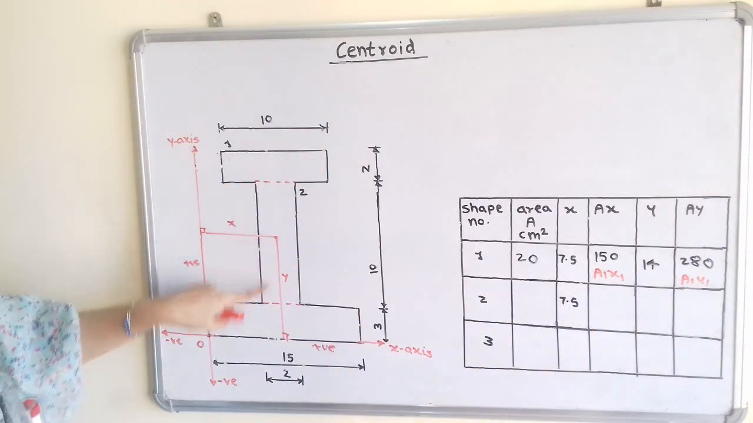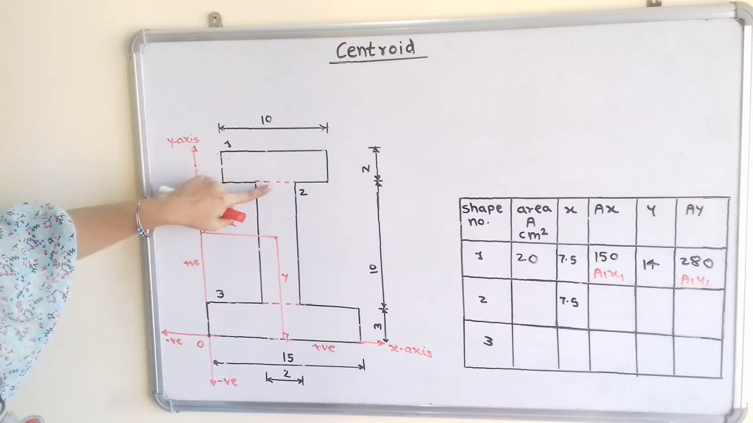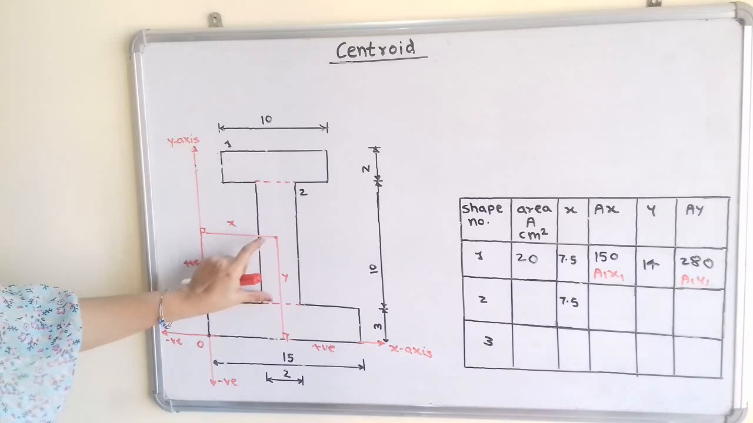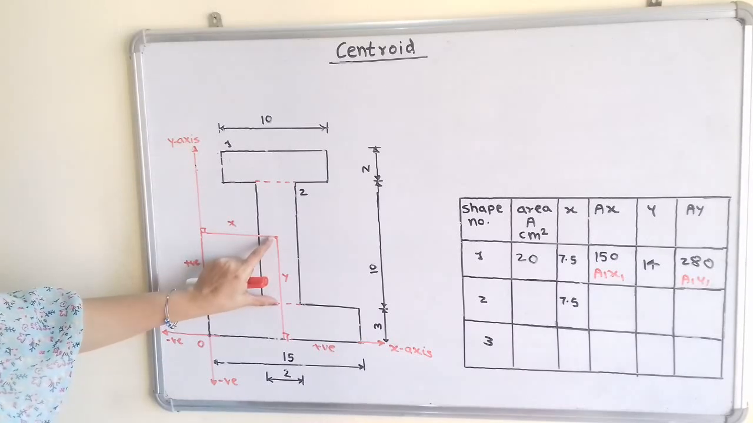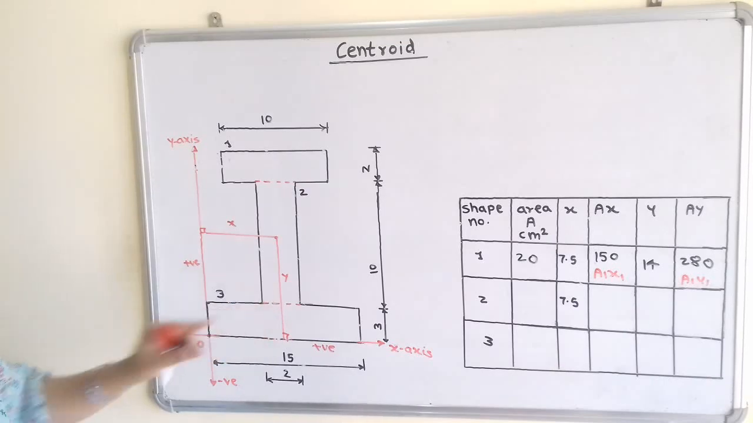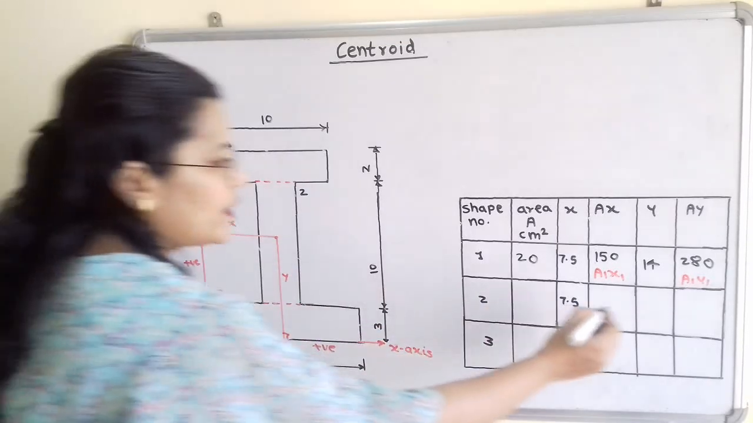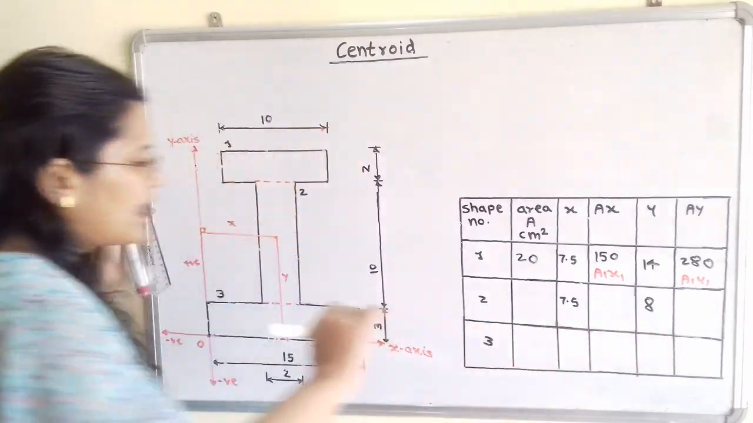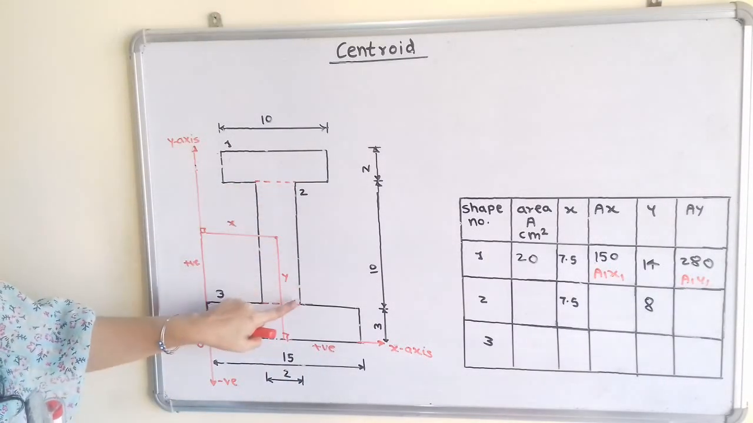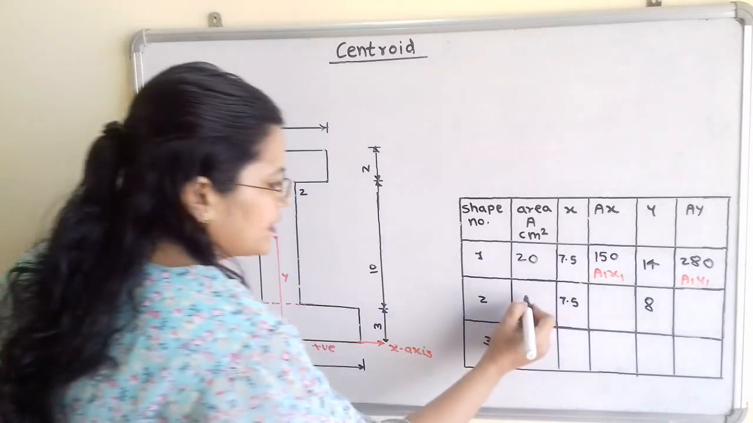Then next, value of y. So value of y, this is the center point for this total height 10. So this height is equal to 5 centimeter plus remaining height 3, that is total height is equal to 8 centimeter. And area, so how to measure area of rectangle, that is 10 multiplied by 2, that is 20.